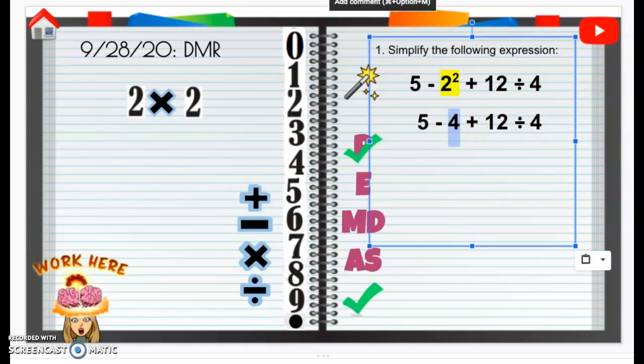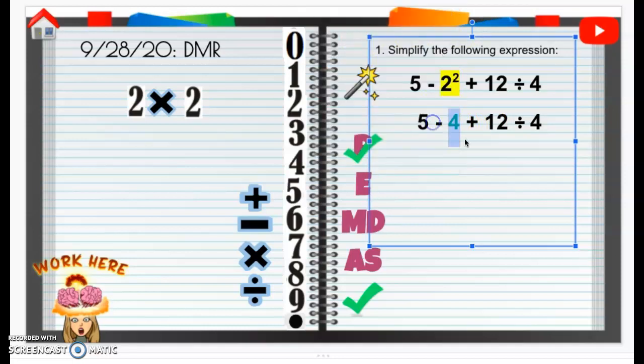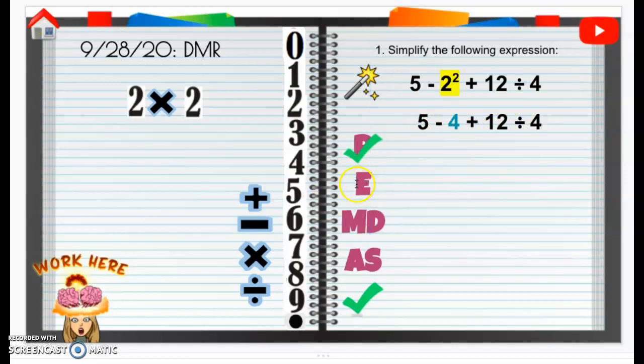I'm going to put this in a different color so that we know that is the color that we just solved. So now we have 5 minus 4 plus 12 divided by 4. Do we have any more exponents? No, we don't. So I'm going to check that off. Do we have any multiplication or division? Yes, we do. And how do we go about that? Oh yeah, from left to right.